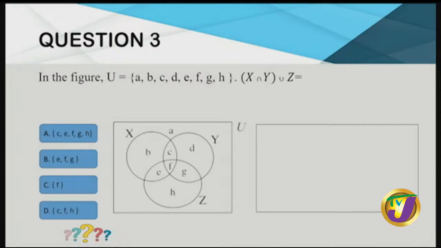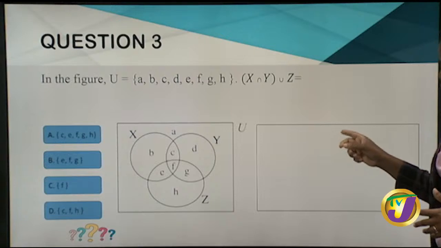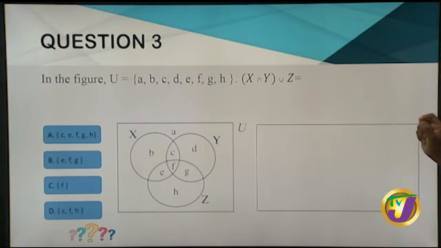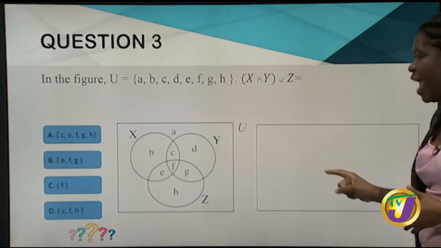So we have 3 subsets of the universal set. And we notice that in set X we have B, C, E, F. Set Y, we have C, D, F, G. And in set Z, we have E, F, G, H.